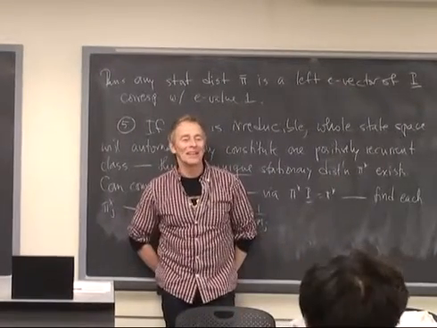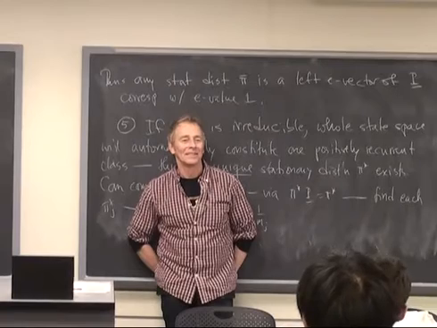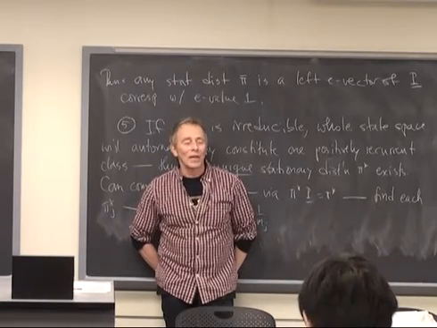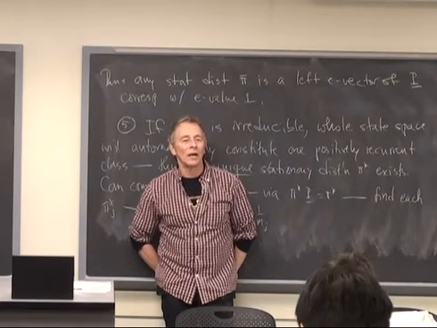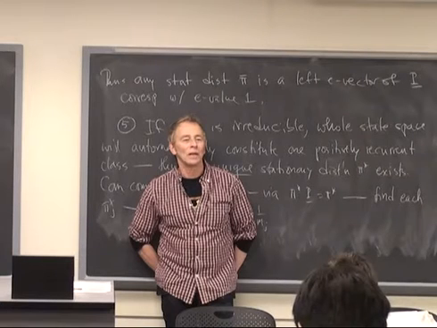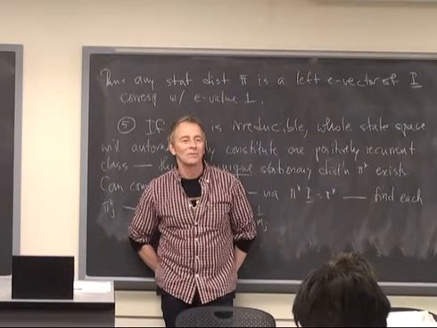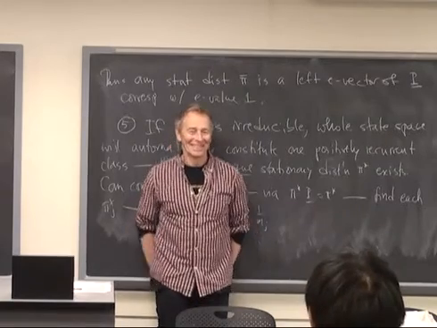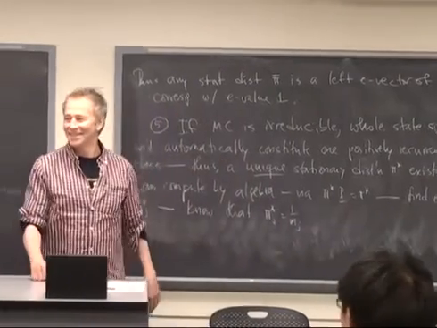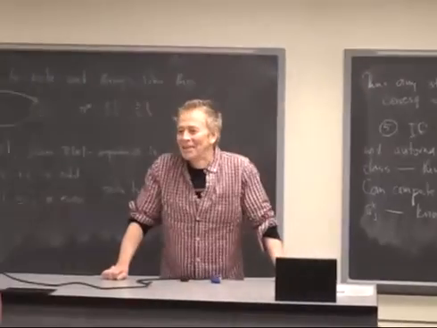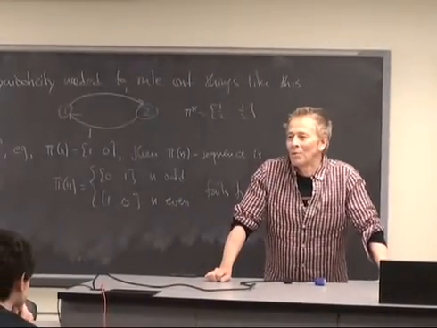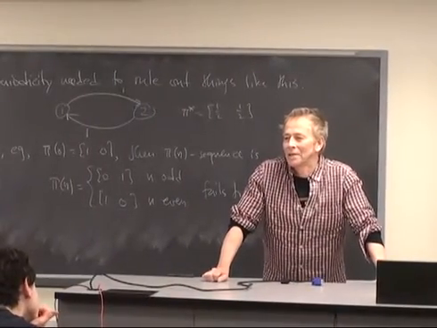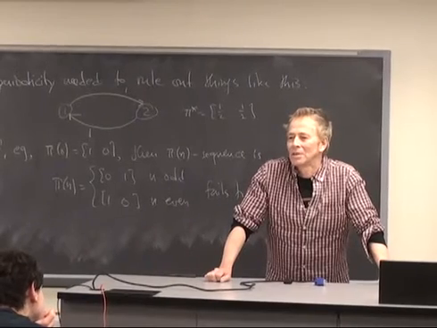For every state j, the greatest common divisor of the set of all m values for which p superscript m of jj is positive equals 1. That's it. What's that? They're not all coprime, but taken together they constitute a mutually coprime set. Yeah.